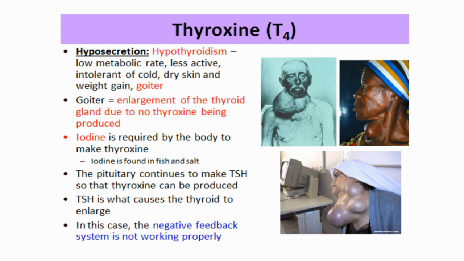So in this case, the negative feedback system isn't working properly because normally if we don't have any thyroxin to make, it should tell our hypothalamus, hey, stop telling the pituitary gland to make TSH. But for some reason, it is broken and it's not getting that message. It thinks we're making thyroxin when we're not.